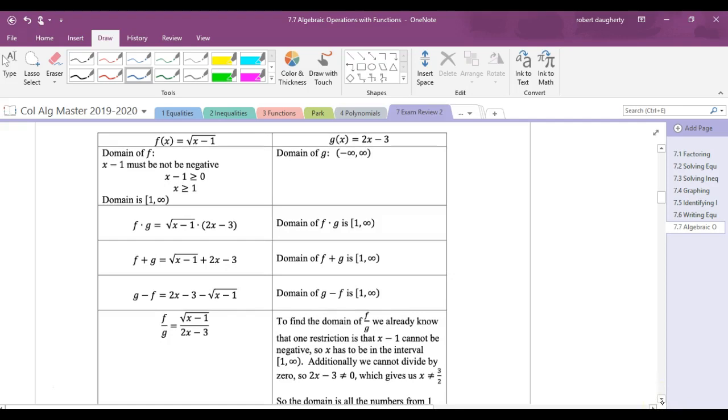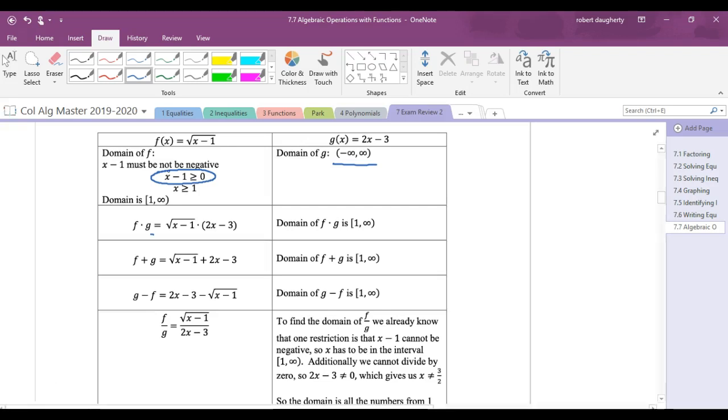If I have f of x, square root of x minus 1, g of x is 2x minus 3, the domain of g is negative infinity to infinity. That's just a line. There are no restrictions. There is a restriction on f of x. It's a square root. So what's under the square root? What's under the square root cannot be negative. So that means x has to be greater than or equal to 1. So the domain is 1 to infinity.